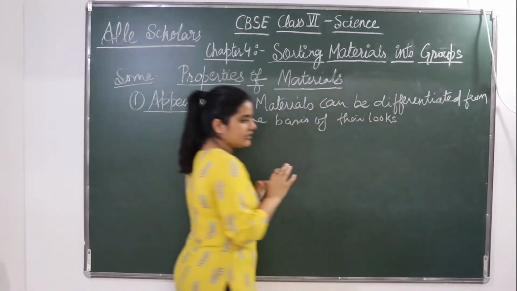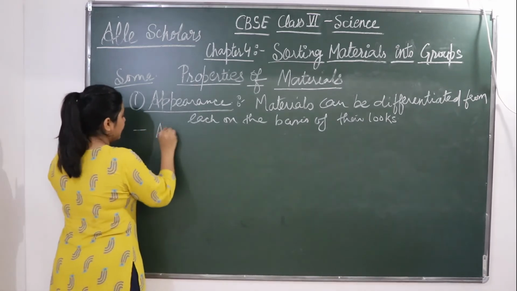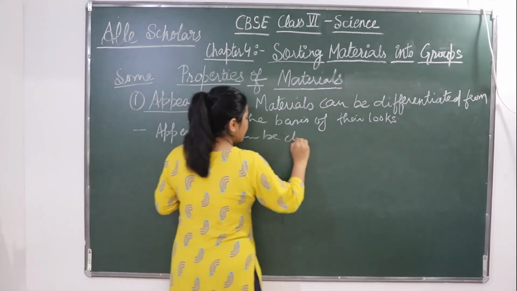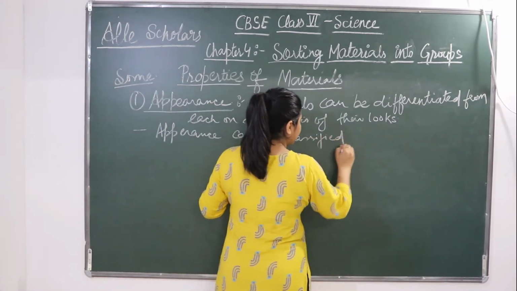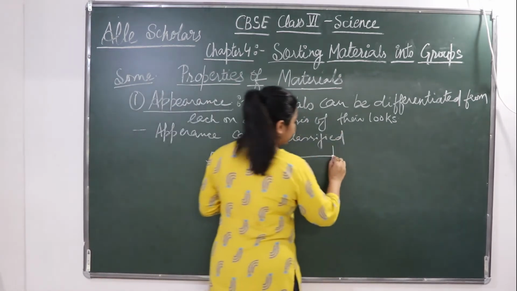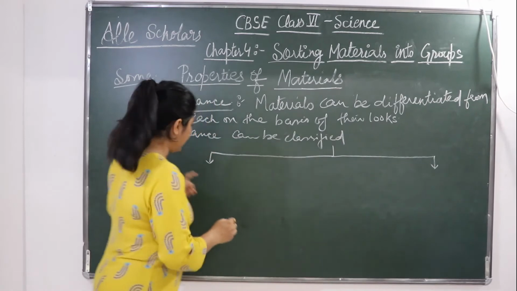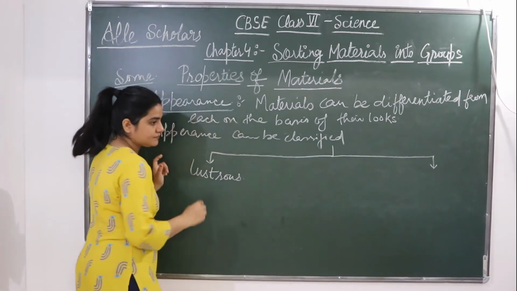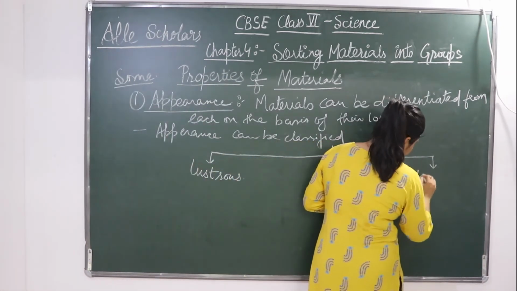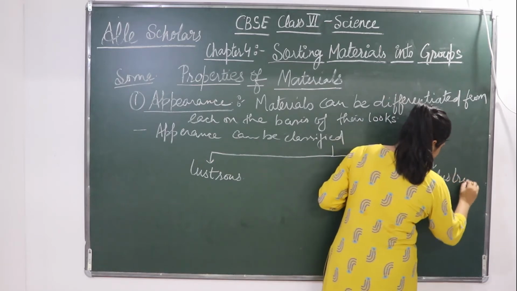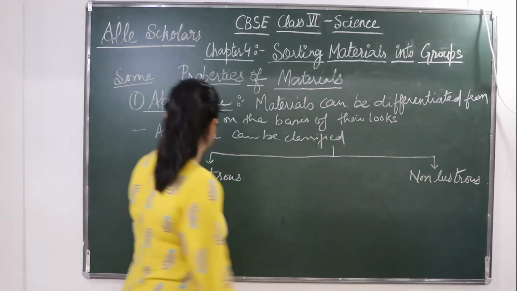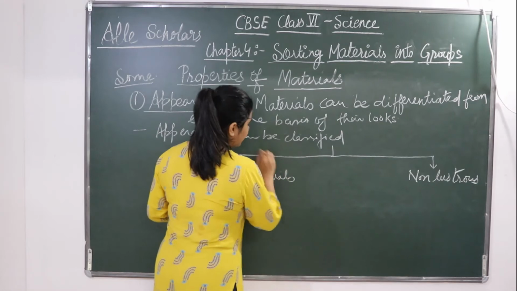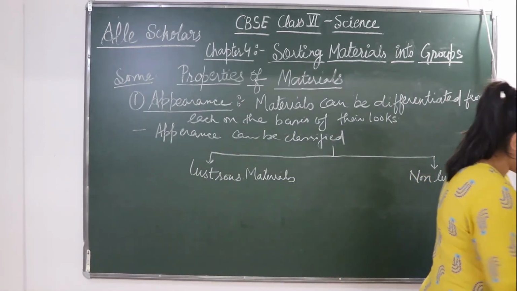So on this basis appearance can be classified into two categories: lustrous materials and non-lustrous materials. Now let's see the properties of it.